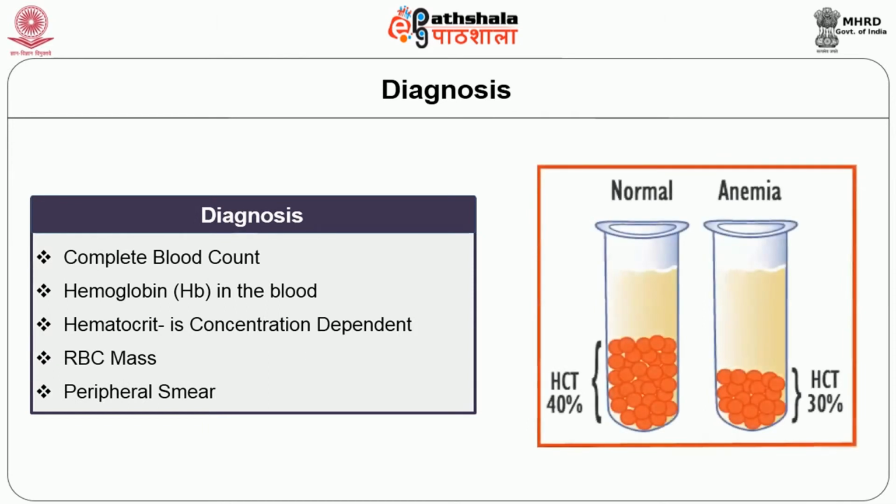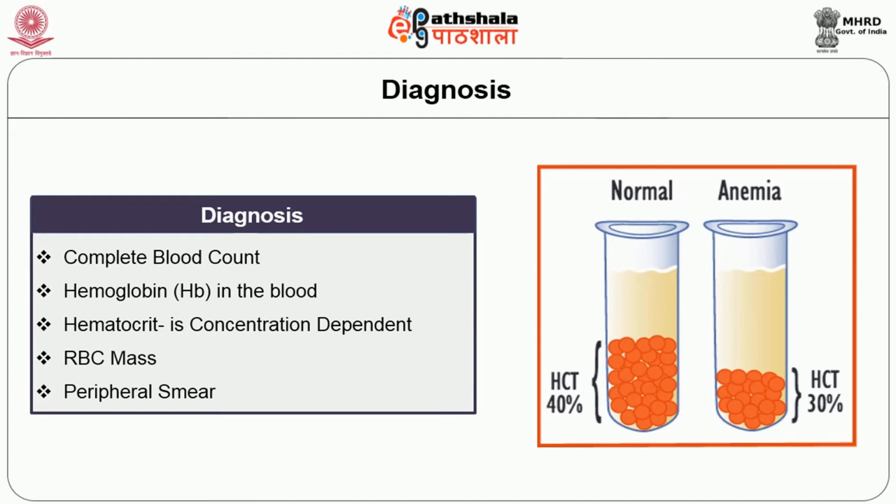Here in the picture you can see the test tube contains blood, the lower portion contains RBC and the upper portion has plasma. So in case of anemic patients, the RBC mass is reduced, hemoglobin is reduced, and hematocrit is reduced.